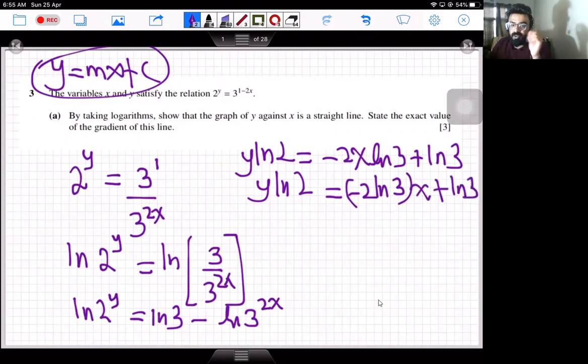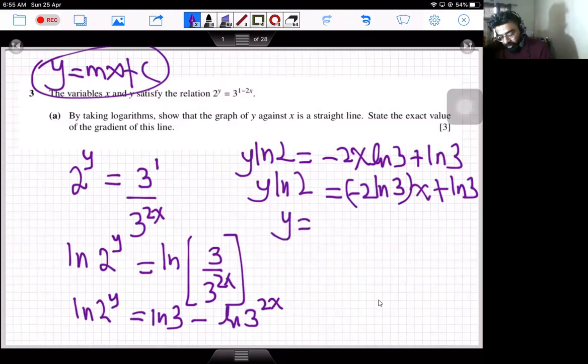All right, so you will say that the graph of y against x is a straight line in the form of ay equals bx plus c. So you have to just mention this in one complete statement. Now you need to find the exact value of the gradient of this line. So you have to make y the subject.